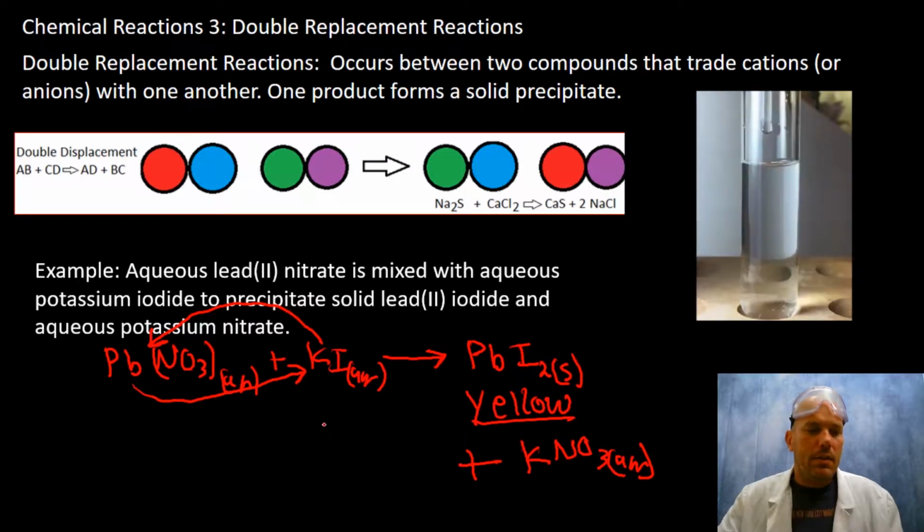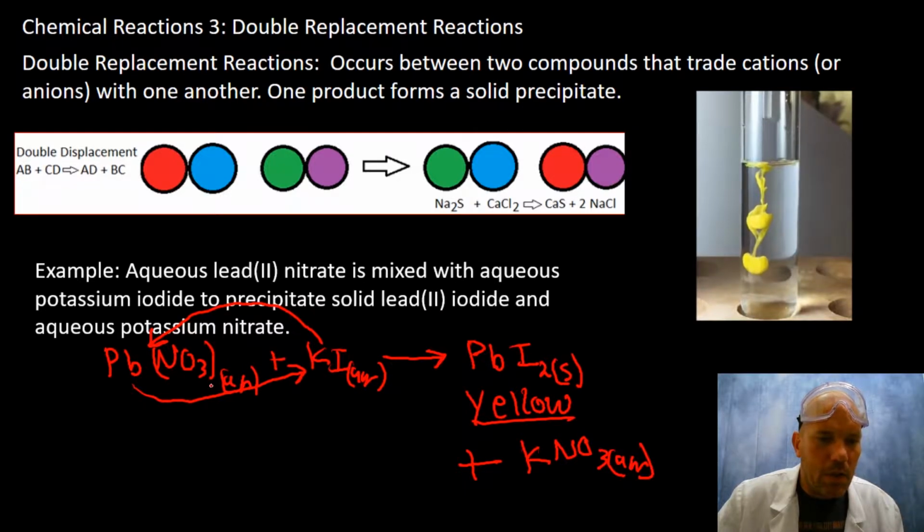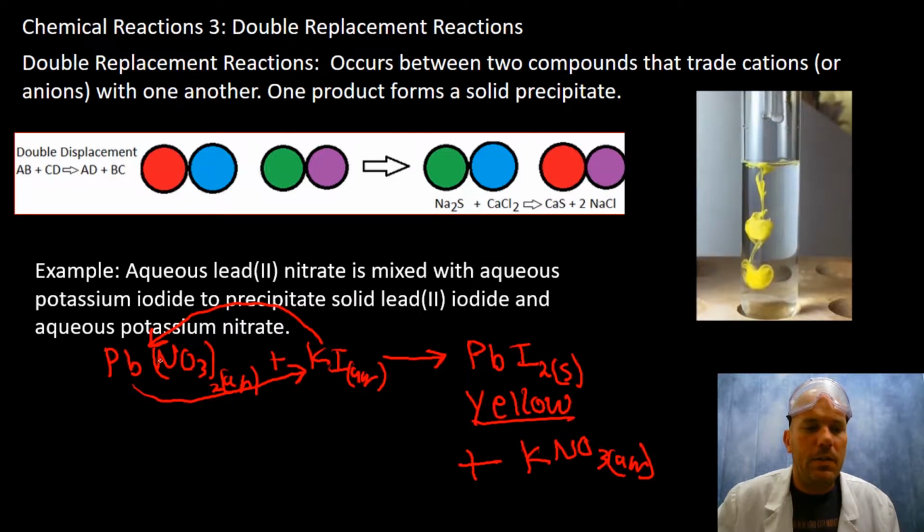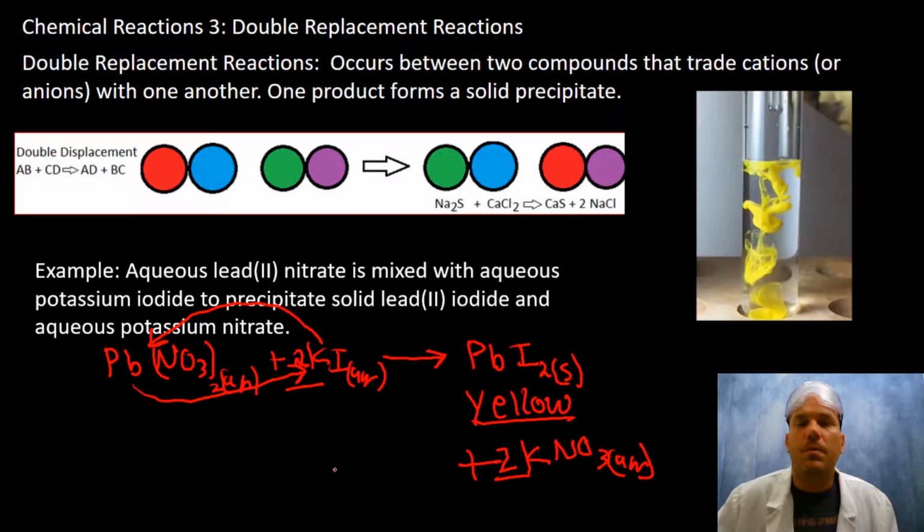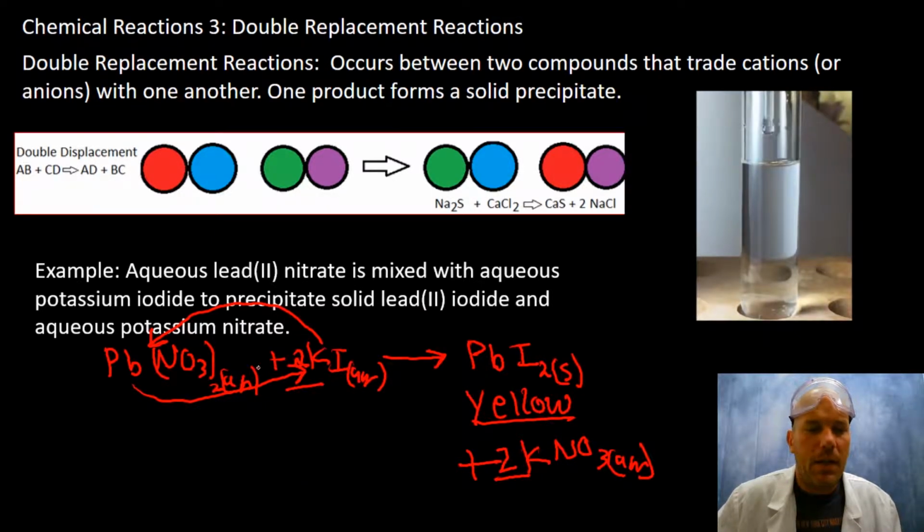All right, let's go ahead and balance. We have one lead. We have, or should, 2 nitrates with lead 2 nitrate. And so I'm going to put a coefficient of 2 here, 2 iodine. Let me go ahead and put a coefficient of 2 in front of the potassium iodide, and 2 potassium, 2 nitrate, 1 lead, 2 iodine, and we are balanced.